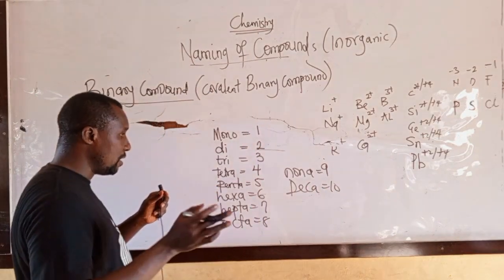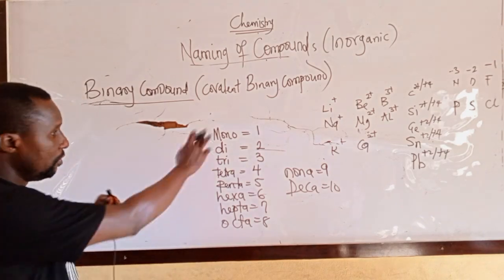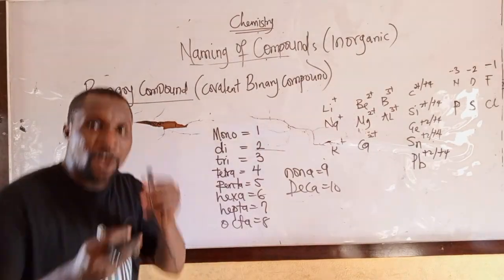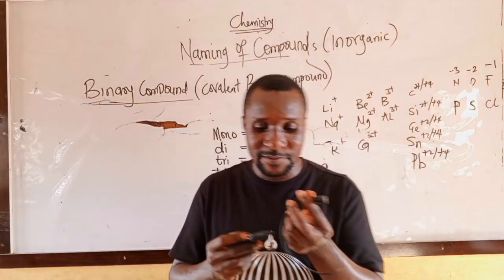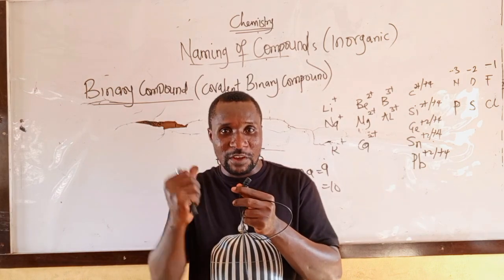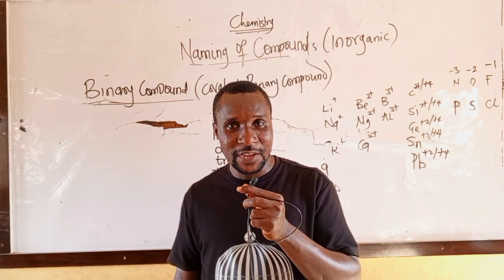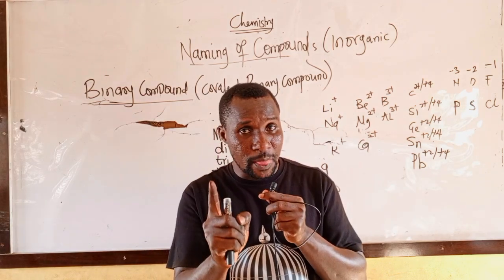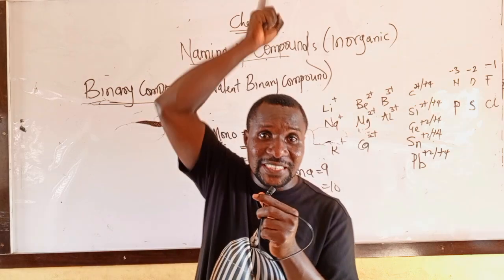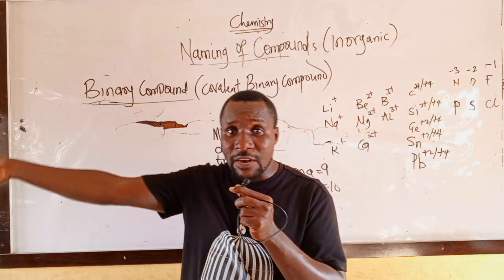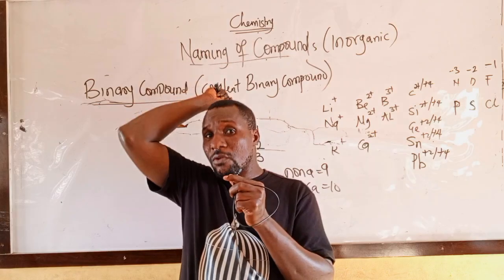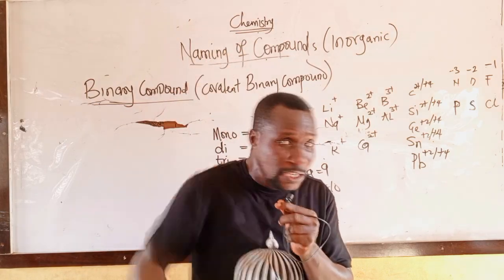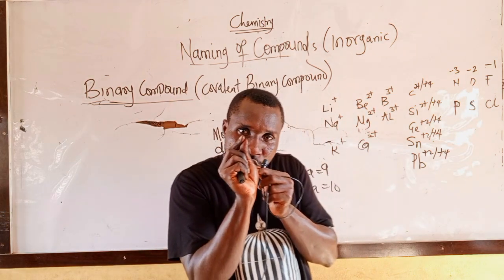You have to know this. The rules still follow: the last element carries -ide. But there's another sub-rule you have to know under this one. The rules still remain for binary compounds. When two elements combine to form a compound, the last element carries -ide, whether it is an ionic binary compound, a transition metal binary compound, or a covalent binary compound. But under this, there's one sub-rule you have to know.